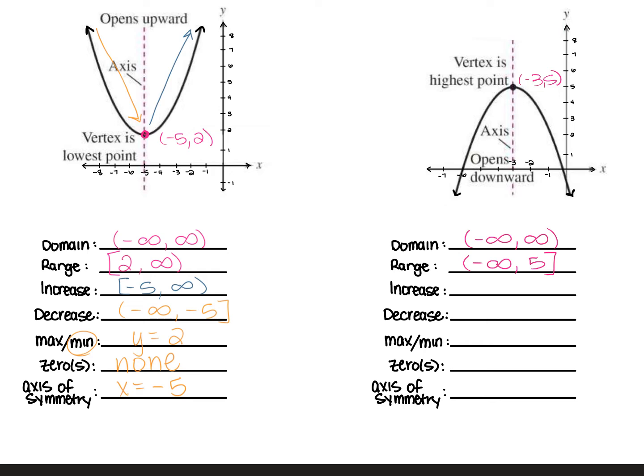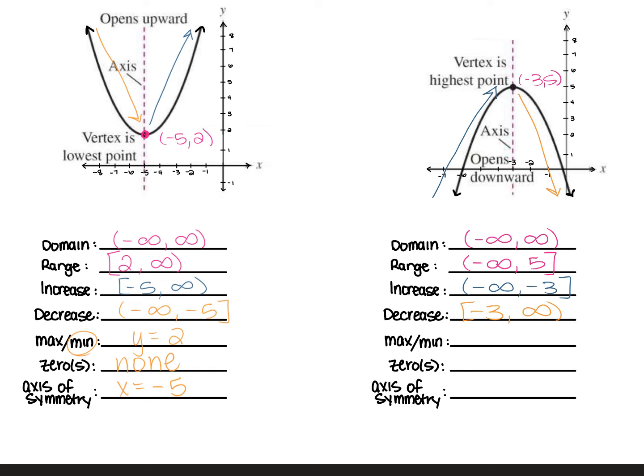Your next part goes over increase and decrease. From left to right, your increase is from where? It's going from -infinity up to the -3. Your decrease happens from that -3 to +infinity. Again, we're looking at x values here. So that goes from -3 to +infinity.